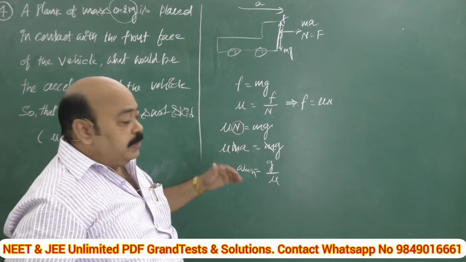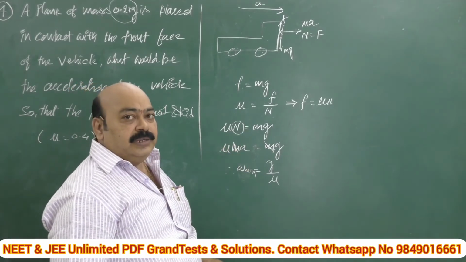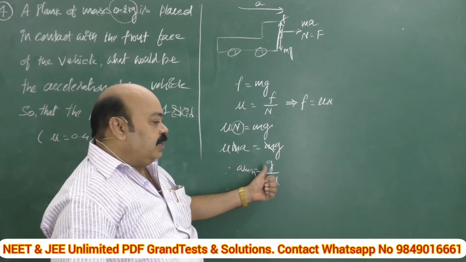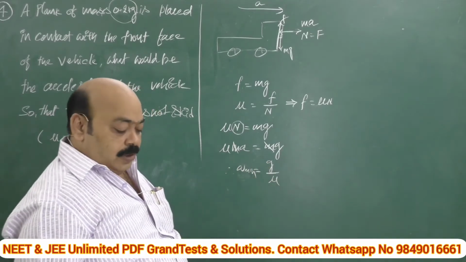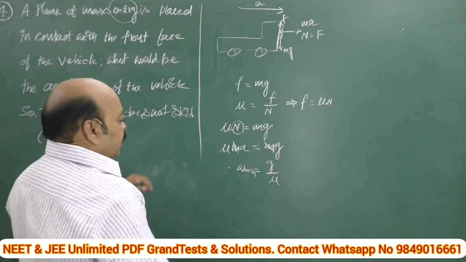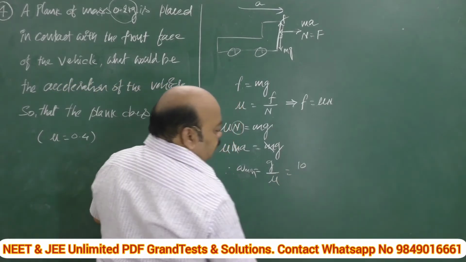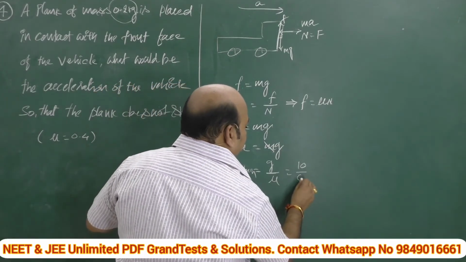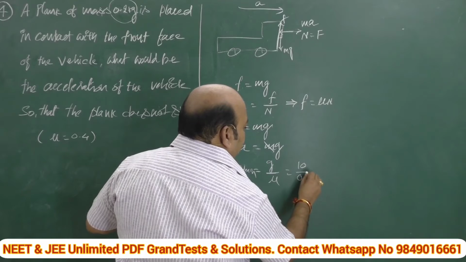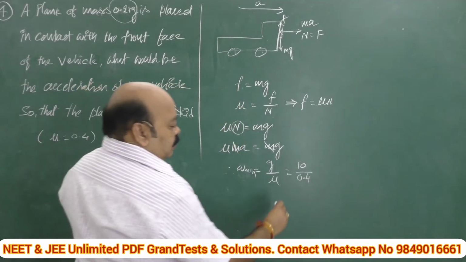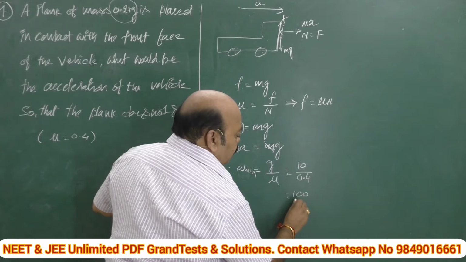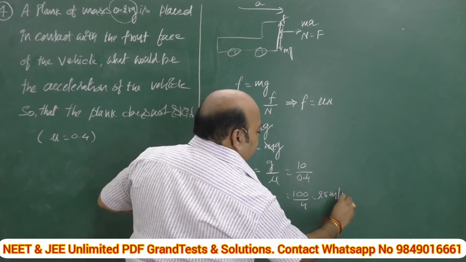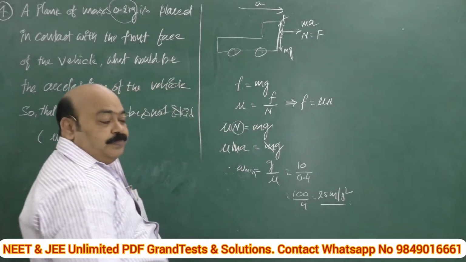That means, beyond this it may have any amount of acceleration, that is a different issue, but at least it should have an acceleration a equal to g by mu. In the data, let us take the g value as 10 meter per second square, and the coefficient of friction is given as 0.4, which in turn is nothing but 100 divided by 4. So, it is nothing but 25 meter per second square is the right answer.